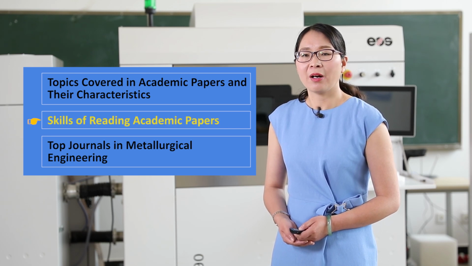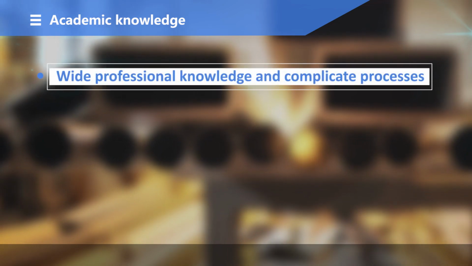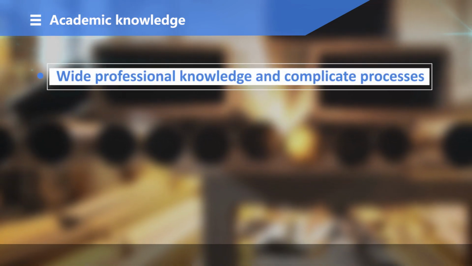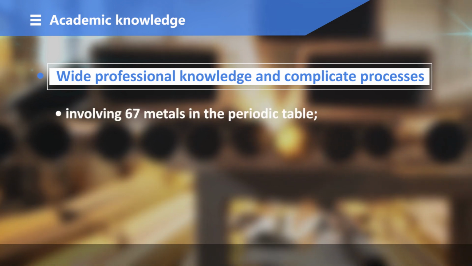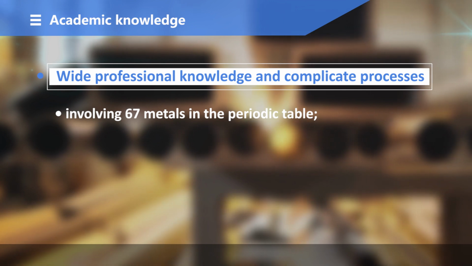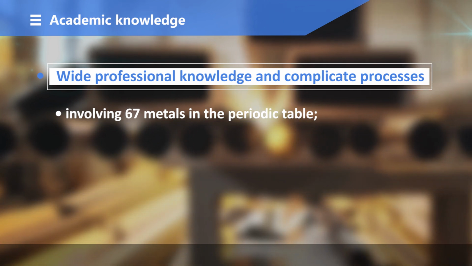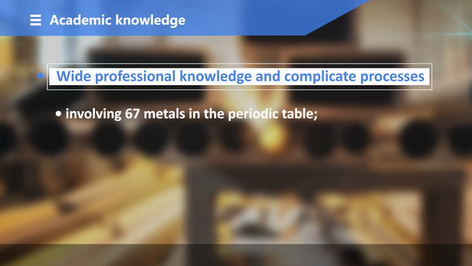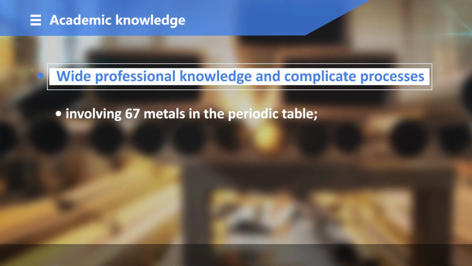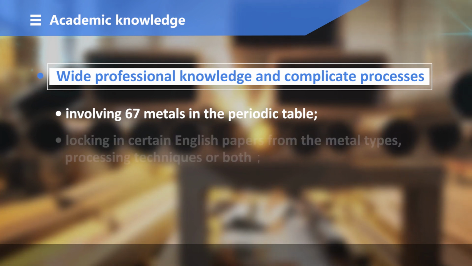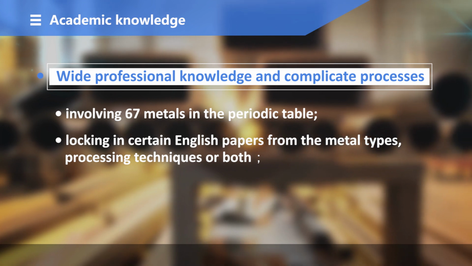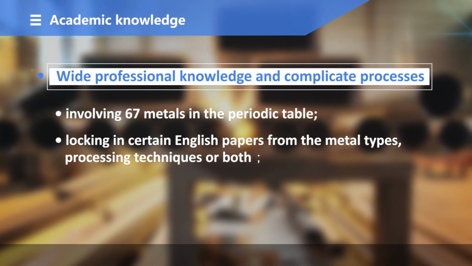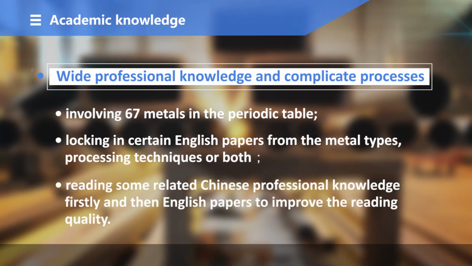of reading academic papers. First of all, some related academic knowledge of metallurgical engineering is required to understand the content of papers. It involves the extraction and preparation of 16 metals in the periodic table, and the treating processes are so complicated. According to the learning or research objectives, we can look up certain English papers from the metal types, processing techniques, or both.